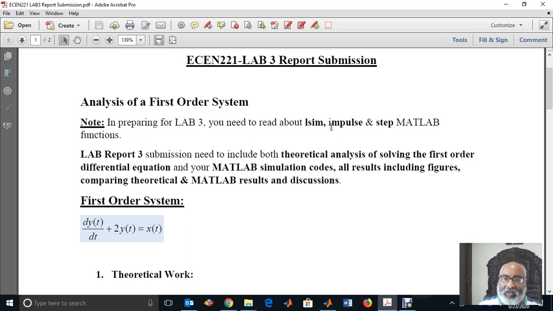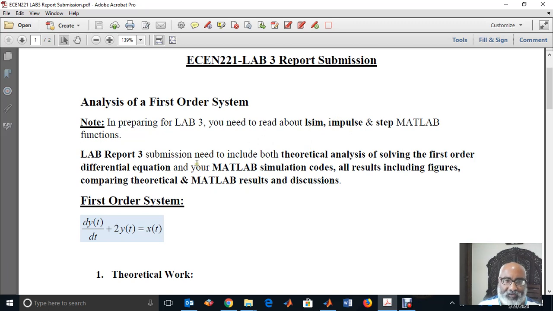You just go to MATLAB and access help, and then from there you can search LSIM, impulse and step functions, and study what these functions are used for when we work with MATLAB.